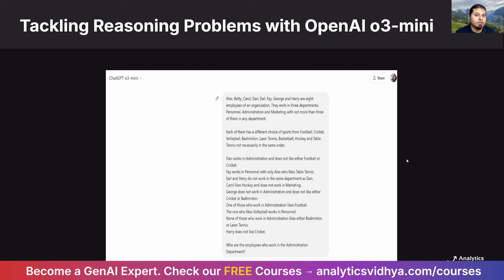Now, the next problem is also a slightly more challenging reasoning problem. The idea here is there are 8 employees of an organization. They work in 3 departments, and they have a bunch of personal preferences in terms of choice of sports, where they work, and all of that. Given all of this information, can we find out who are the employees who work in the administration department? So let's see how o3-mini fared in this problem.